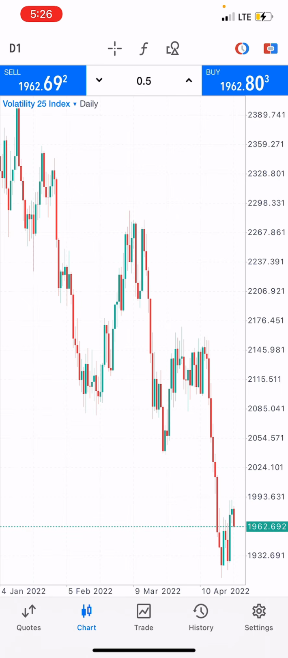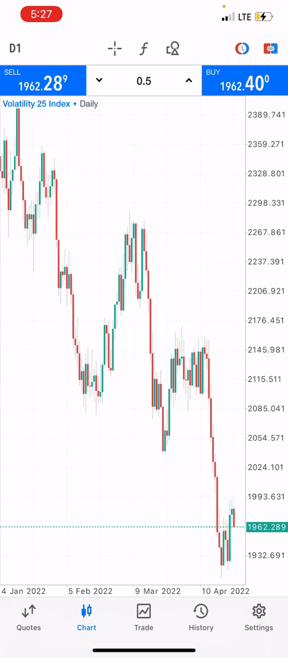I came into volatility 25 index and I want to place a trade. As you can see, I'm not using any indicator right now. I want to place a trade, but I will later input the indicator to the chart. But I need to teach you something right here.